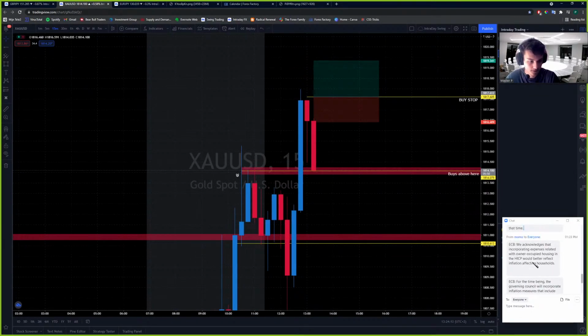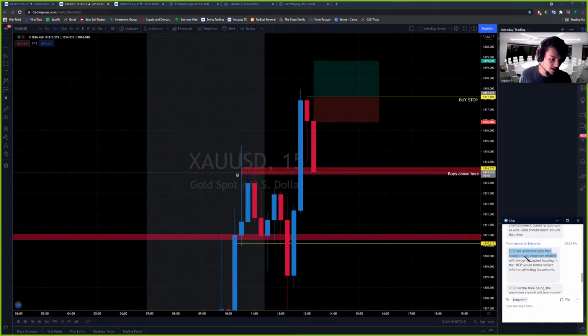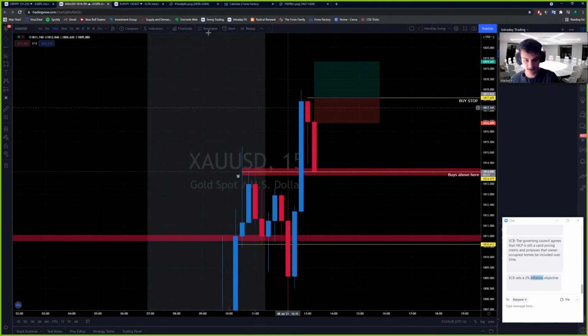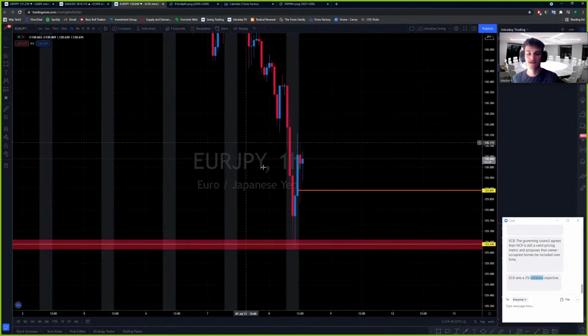Ooh. We have some news coming in. ECB, the European Central Bank, we acknowledge that incorporating expenses related. Oh, okay, so this should affect the euro mainly. ECB sets a 2% inflation objective. That's crazy. It's mad.